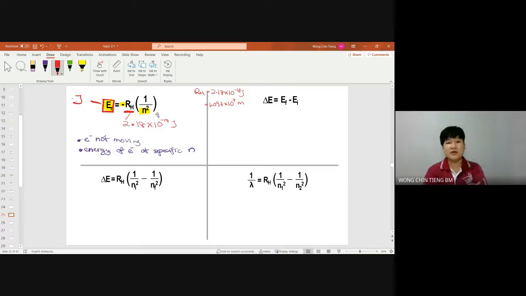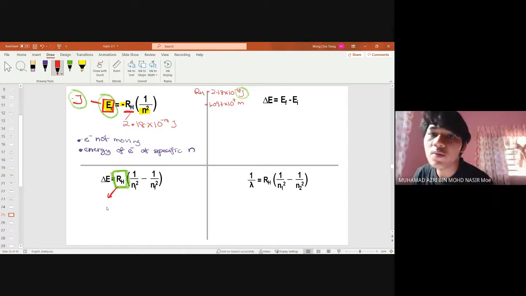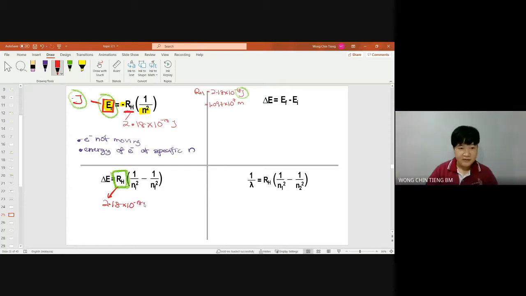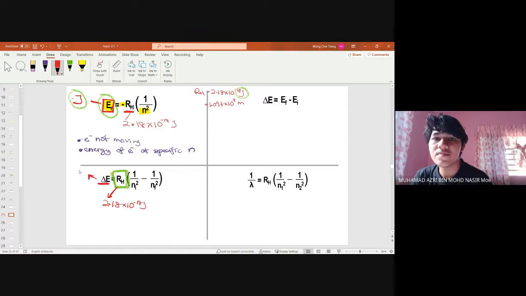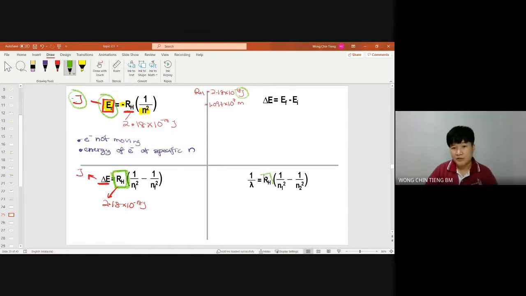Nak tahu mana satu yang kita nak guna? Senang je. Tengok dia adalah formula siapa. Kalau dia adalah energy pasal Joule, so formula yang kita guna pun adalah Joule. Talking about RH value, so we fix the RH value for everyone first. The RH value untuk this formula. Okay, Azri, value? 2.18 darab dengan 10 negatif 18. Yeah. Unit untuk delta E, Azri? Joule.